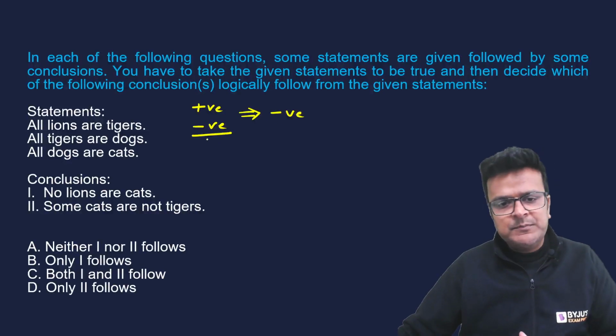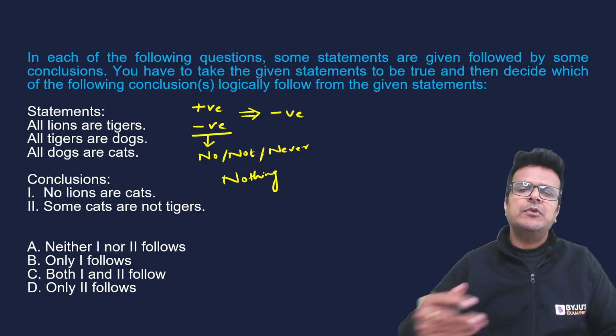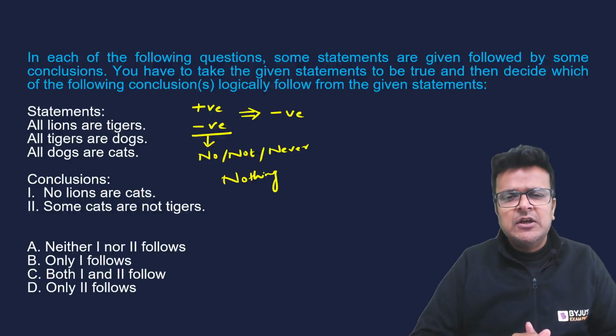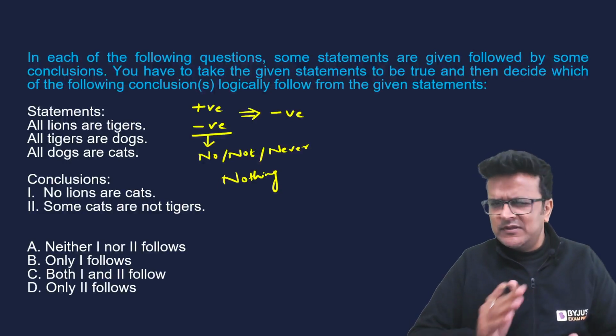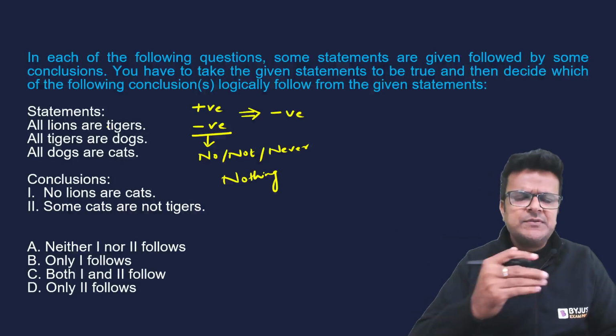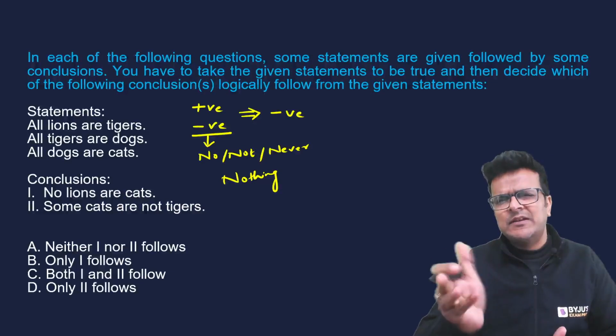In syllogism, negative statements are those statements which have words like no, not, never or nothing as operators. For example, no A's are B's, A's are never B's, A's are not B's, or nothing that is A is B, something like that. These are called negative statements. So what's a positive statement? A positive statement is a statement which does not have any of these words, like all A's are B's or some A's are B's.